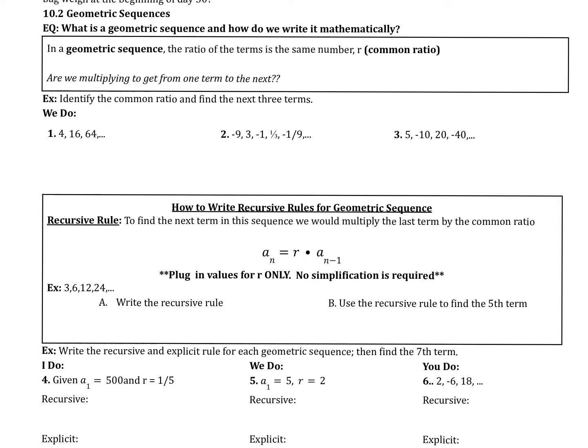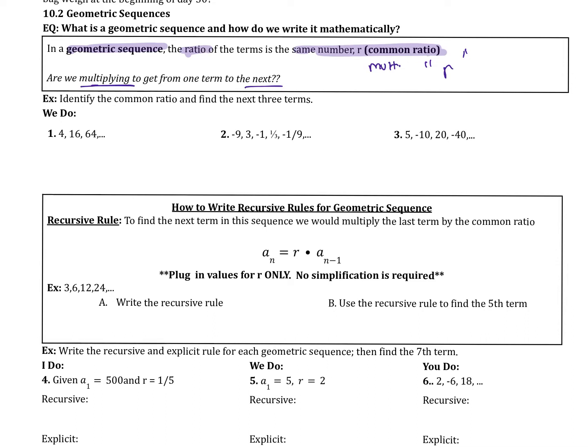So, what makes a sequence geometric? Let's talk about that first. Arithmetic sequences had a common difference that we added to get from one term to the next. Geometric sequences have a common ratio, and that means that instead of adding or subtracting a difference, we are going to multiply by some common ratio, and that ratio could be a fraction or a whole number. So we are multiplying to get from one term to the next, and that gives us our common ratio, and we use the letter r to represent our common ratio.